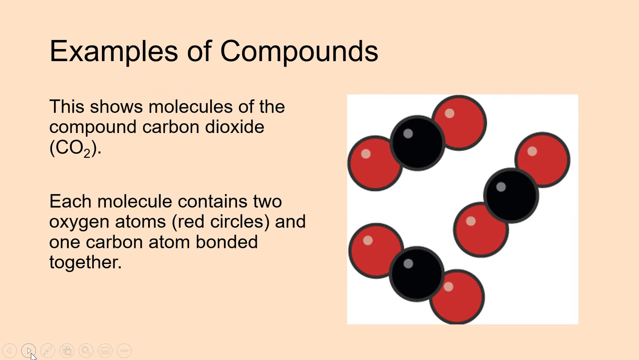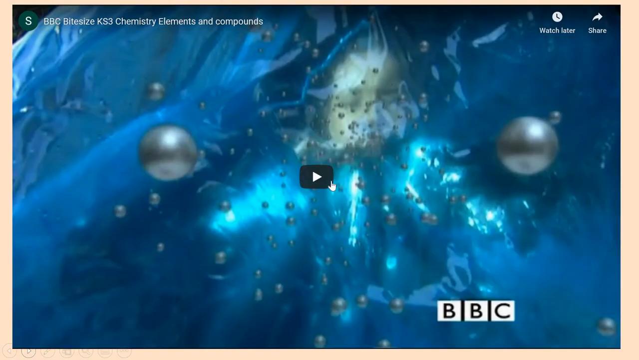Here is another example. This one shows molecules of the compound carbon dioxide. Each molecule contains two oxygen atoms, shown by the red circles, and one carbon atom, shown by the black circle. Again, these are bonded together. Here is another video to watch.